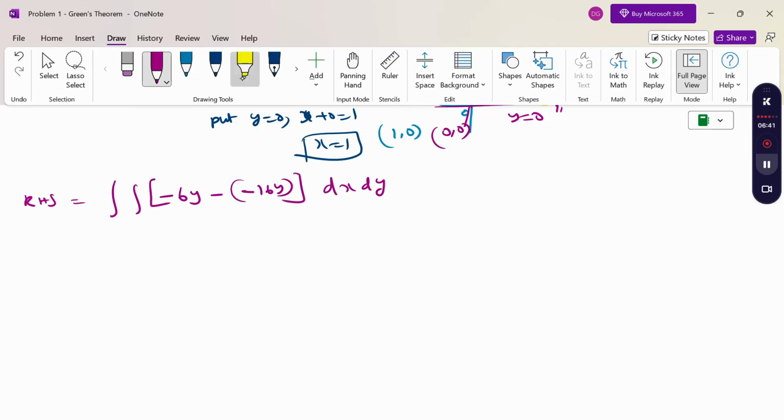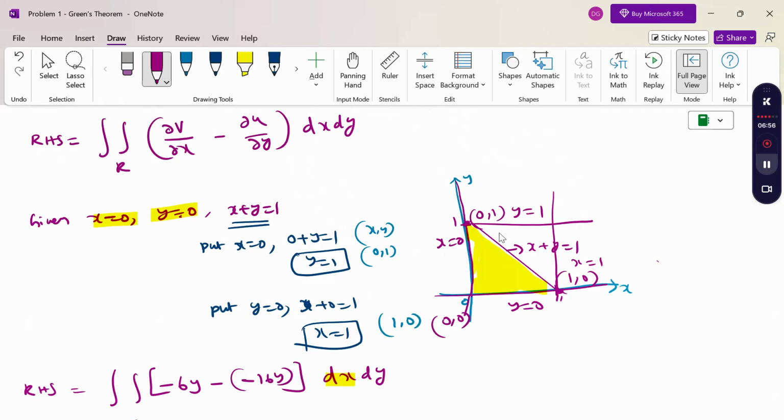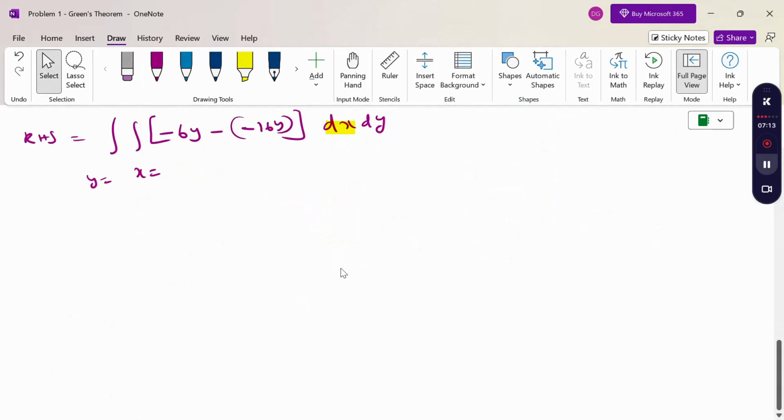Now here dx means x region. What is the x region? Now consider x as the function. When x is the function, see what the value is. Now from the x line, horizontal from this point to this point, the line is x = 0 and this line is x + y = 1. From this equation, x = 1 - y. Therefore x goes from 0 to 1 - y.